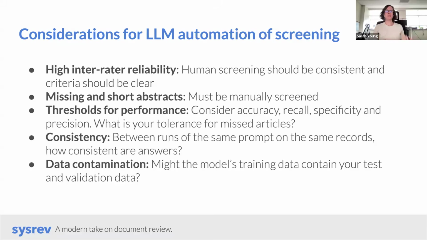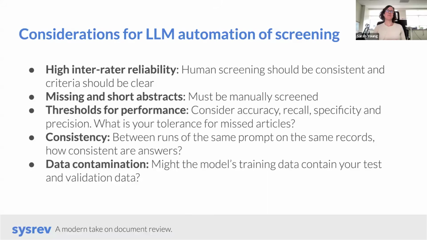Also, you want to think about what is your threshold for performance, considering metrics like accuracy, recall, specificity, and precision. What is the cutoff where you're comfortable moving forward with that prompt? And this really gets to your tolerance for missed articles and the context of your review. So for example, if you're doing a systematic review where patient care is at stake, 100% recall is probably what you're shooting for. If you're doing something like a large scoping review or systematic map where a few missed studies won't really impact the results, you might be able to get away with something a little less accurate.